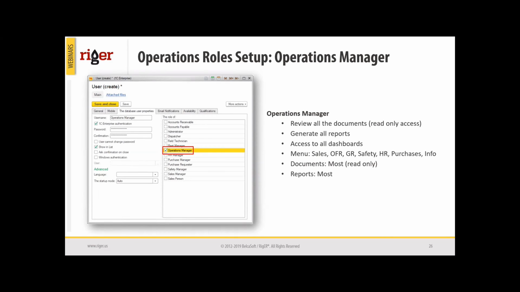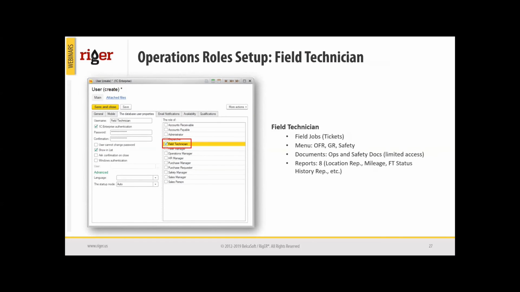He will have access to sales, oilfield rentals, general rentals, safety, HR, purchases, and info menus, obviously. This excludes just a few, I think. The reports he has access to are limited only by the revenue reports. So the only section of the reports that the operational manager would not have access to is the revenue reports in our system.